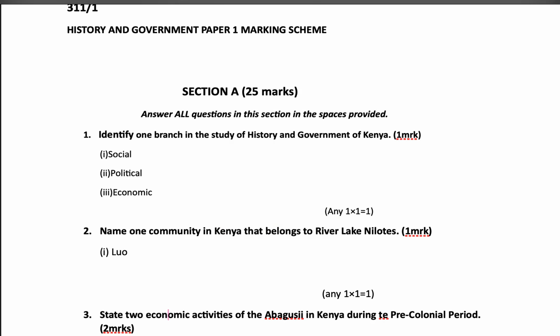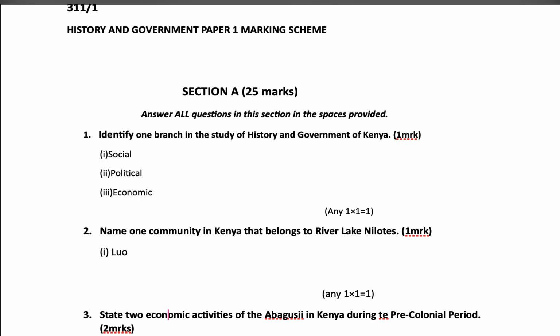Welcome. Today we are looking at History and Government Paper 1, Question and Answers. Section A, 25 marks. Answer all questions in this section in the spaces provided. Question 1. Identify one branch in the study of history and government of Kenya. Social, political, economic. So you just identify one.